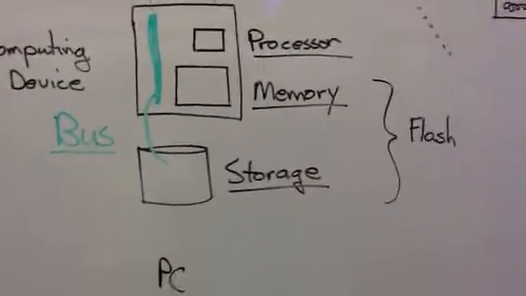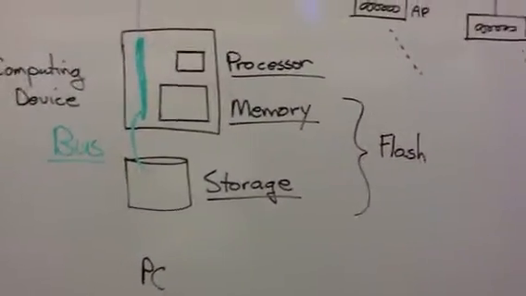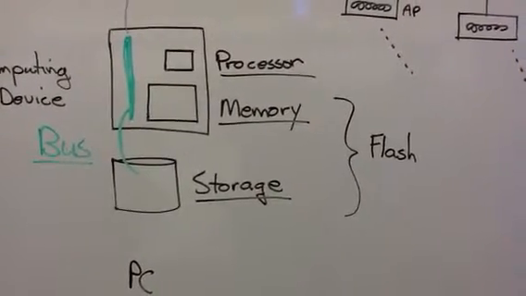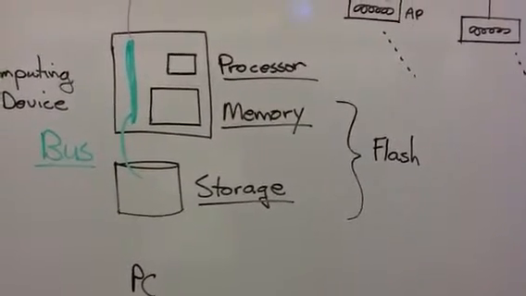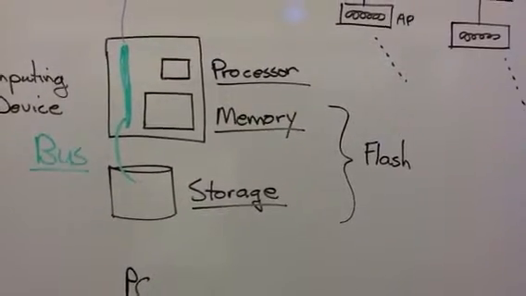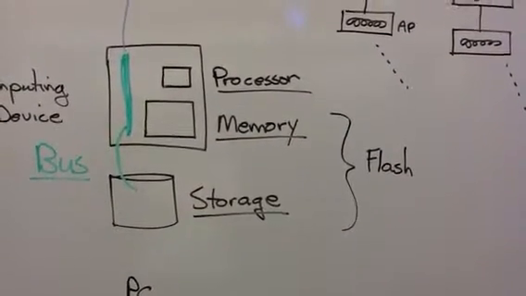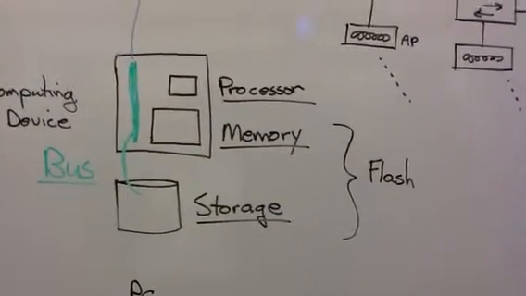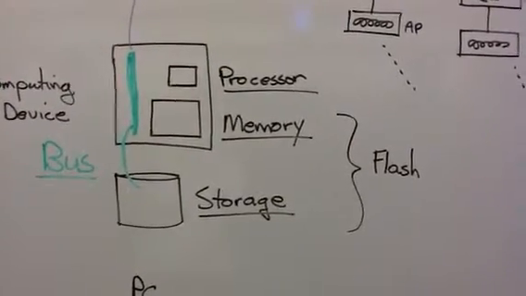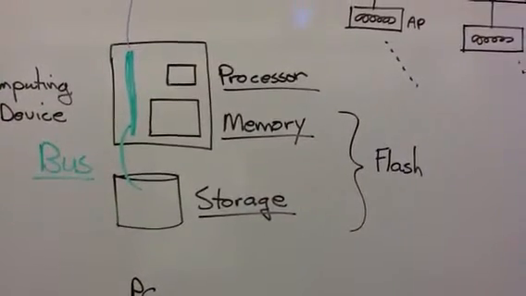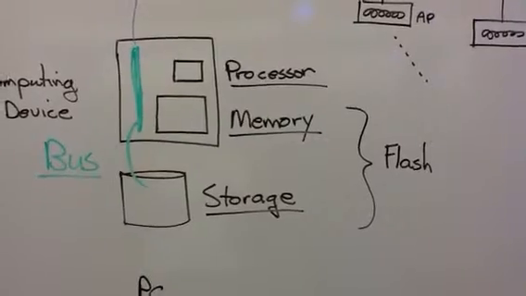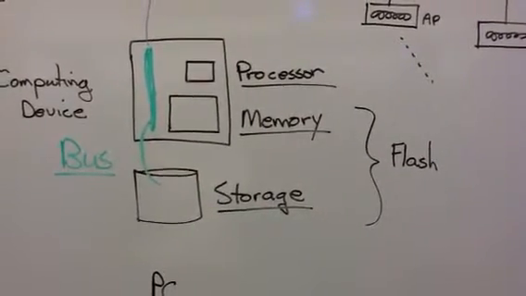Okay? Then we also talked about some of the new devices like tablets. They have flash, in which their storage and memory are really meshed into one, and the apps keep track of the data, and they just use that memory. For example, this iPad that I'm using to record here has 32 gigabytes of memory and storage.